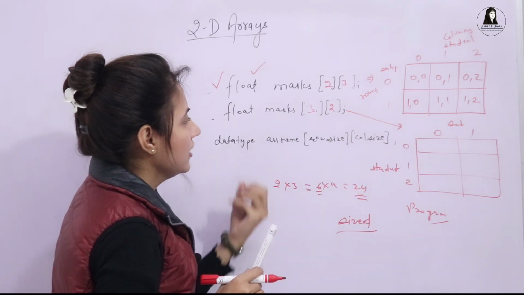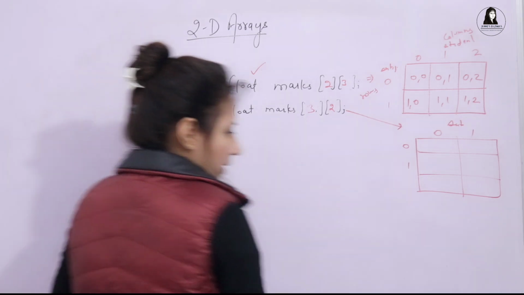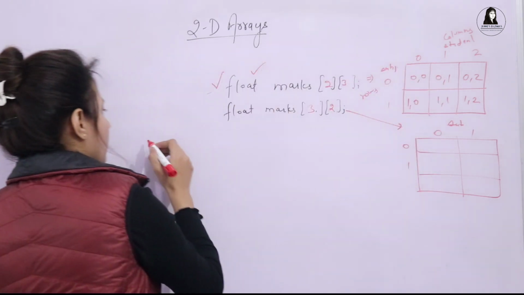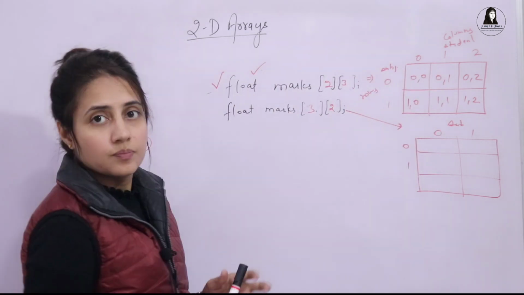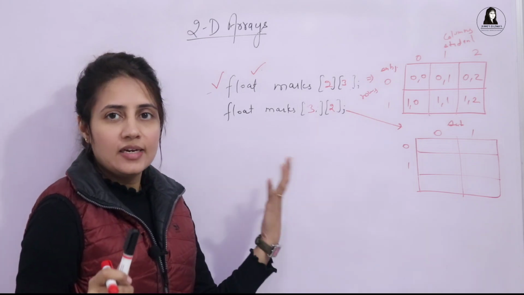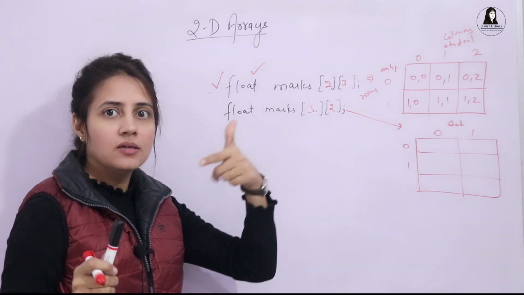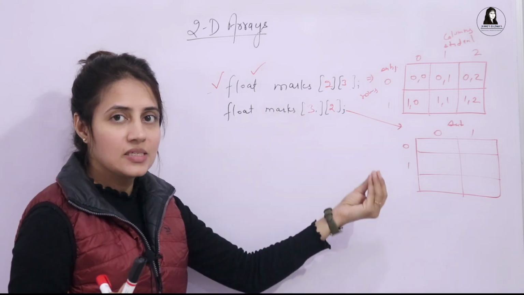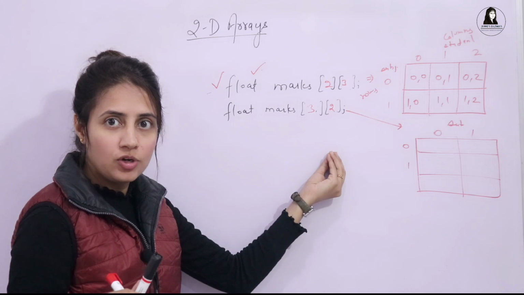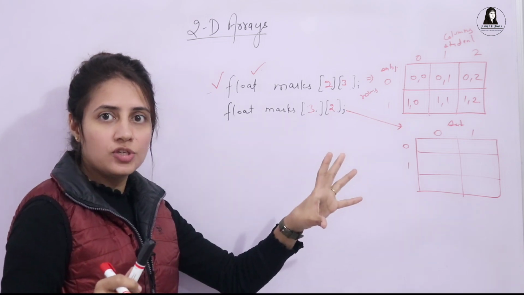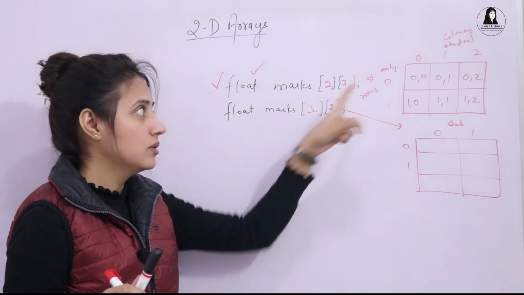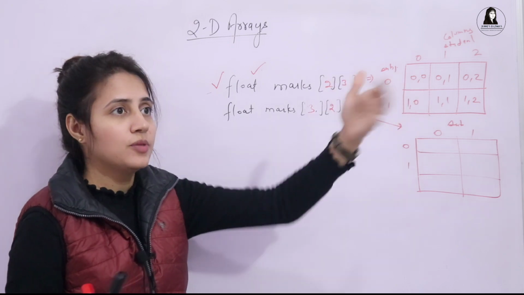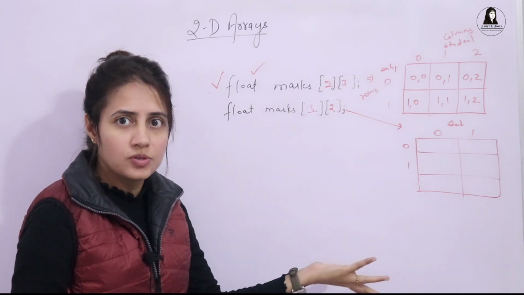Now the next thing is how to initialize a 2D array. Same as a 1D array, we have two methods. We can initialize this at compile time and at run time. At compile time, we just give the initializer list. And at run time, if you want to ask the user for the elements of this array, then we use loops, right?